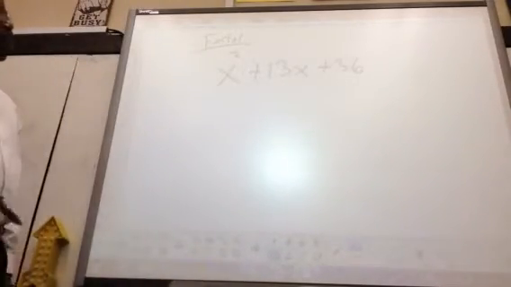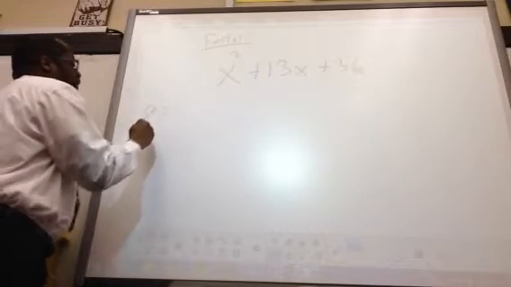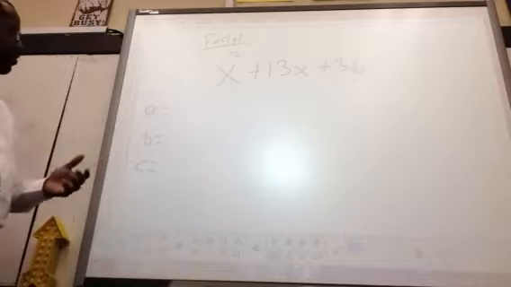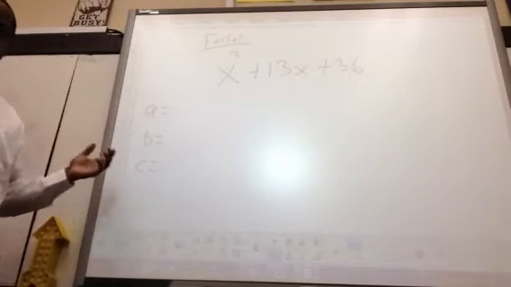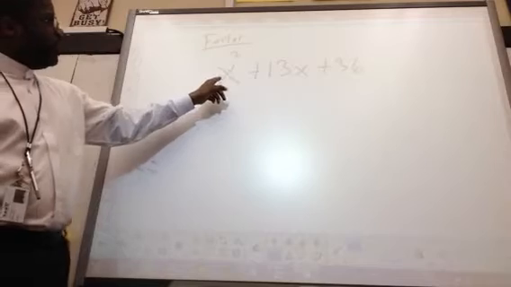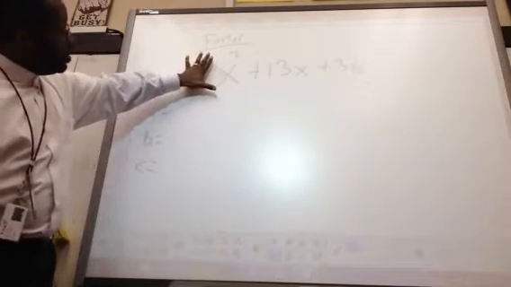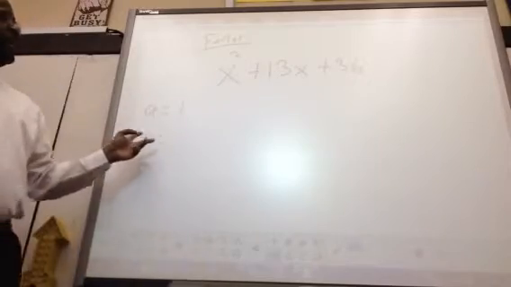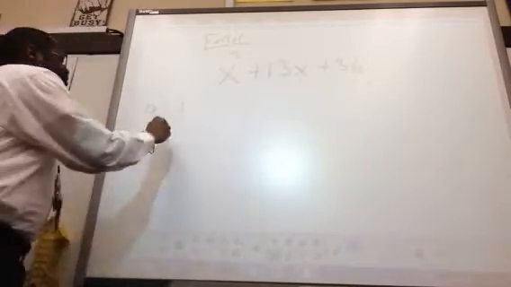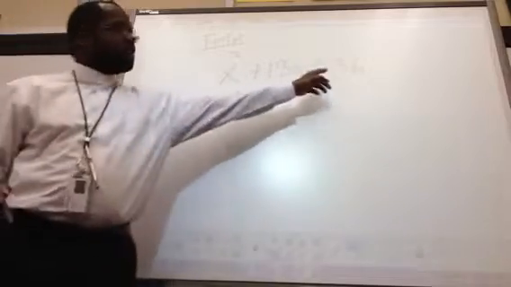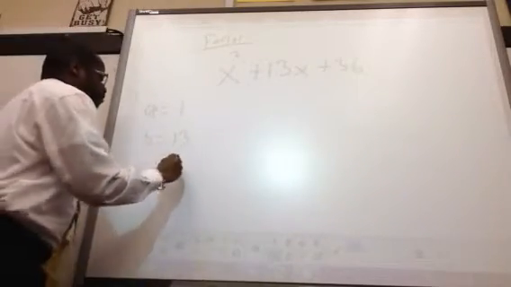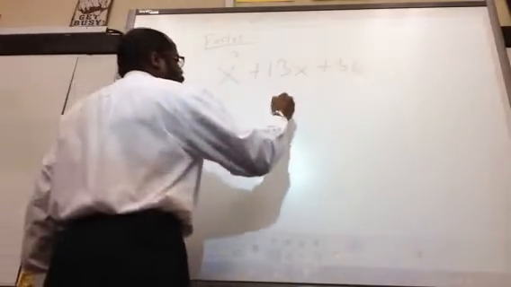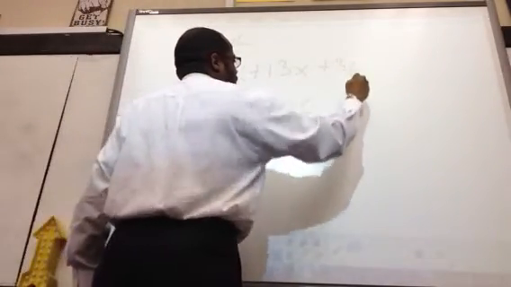All right, first of all, I need you to tell me the values of a, b, and c. A is the coefficient of x squared. B is the coefficient of x. C is your constant. A here, there is no number listed there, so it is understood that A is 1. B, the coefficient of x, is 13. C, our constant, is 36. Now, the method that I'm going to show you is what we call the AC method.